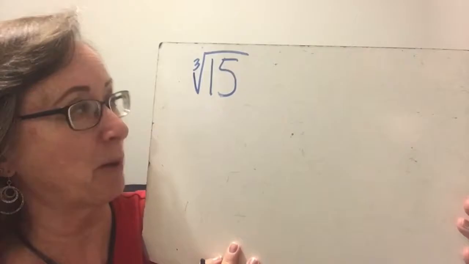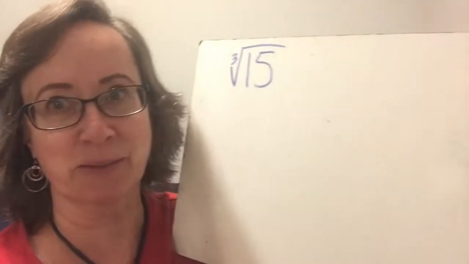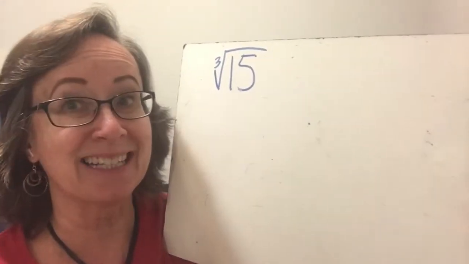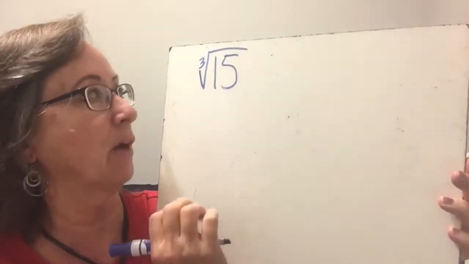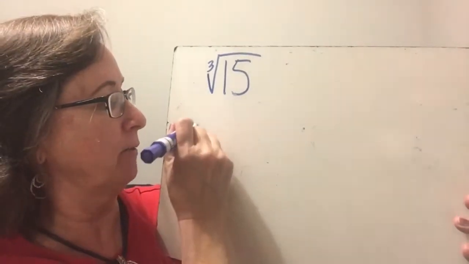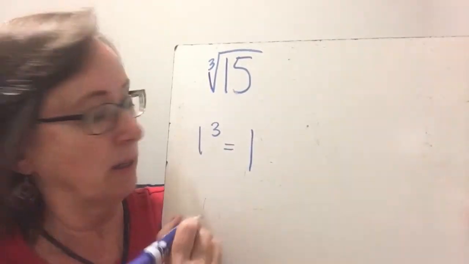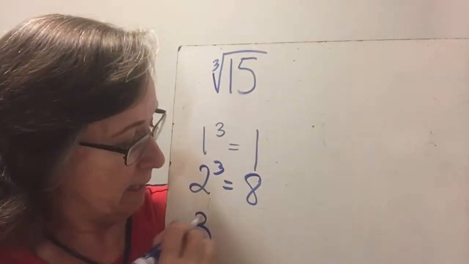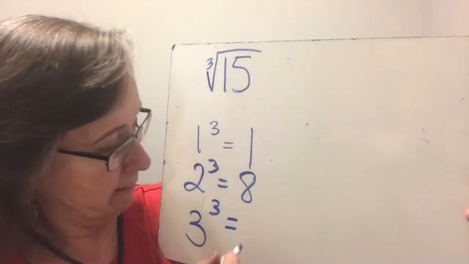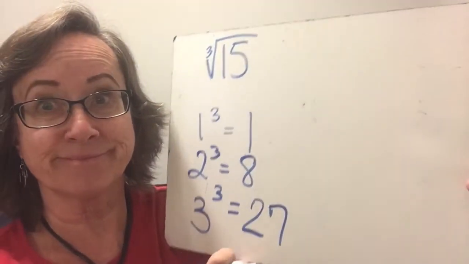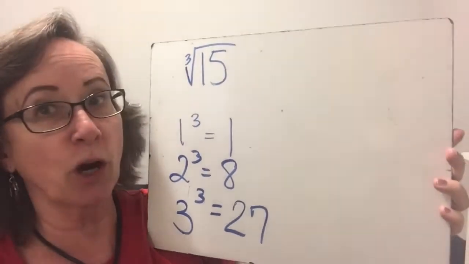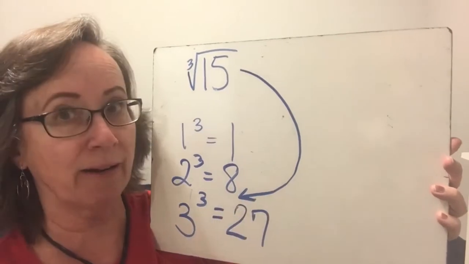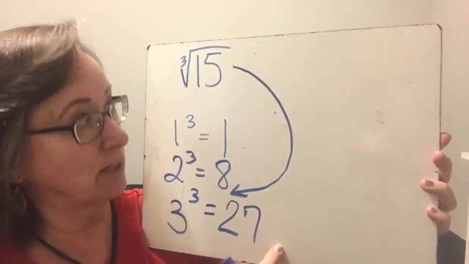Okay, so this is your practice problem, and you have two practice problems. So this is a cubic root. We're looking for the number that when multiplied by itself 3 times will give us 15. Okay, so we know a few things. We know that 1 cubed is 1. We know that 2 cubed is 8. And we know that 3 cubed is 27. So cubes go up pretty quickly. So don't we know that the cubic root of 15 must be somewhere in between 8 and 27?